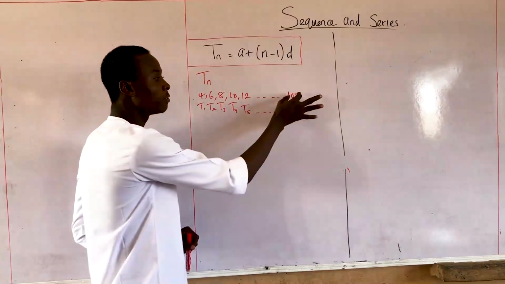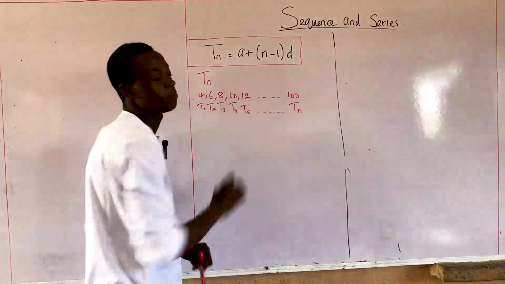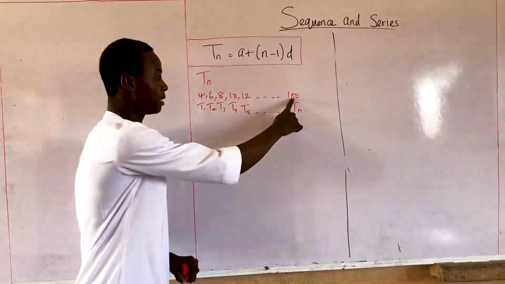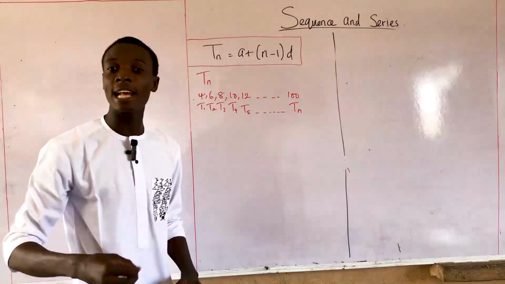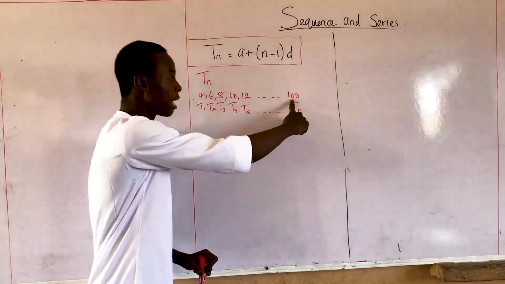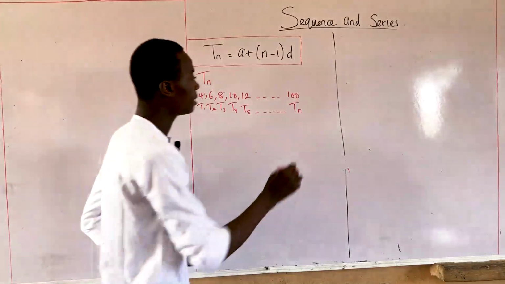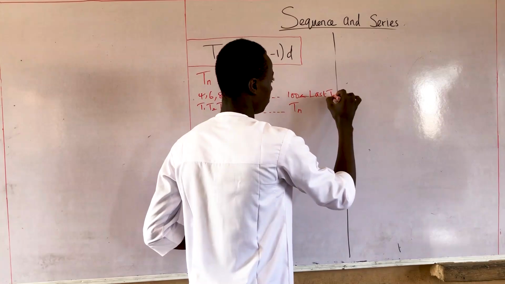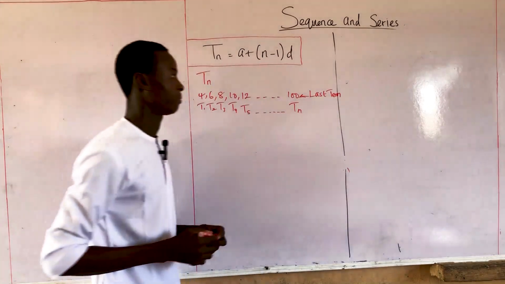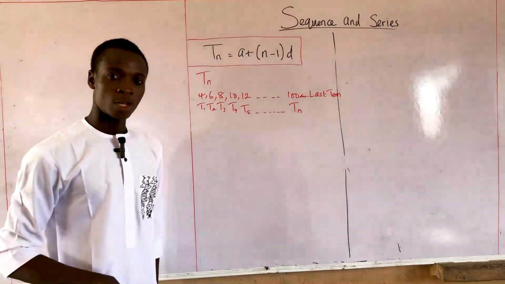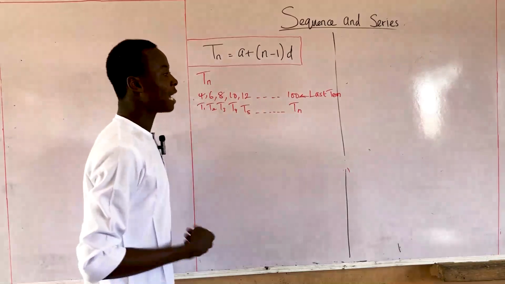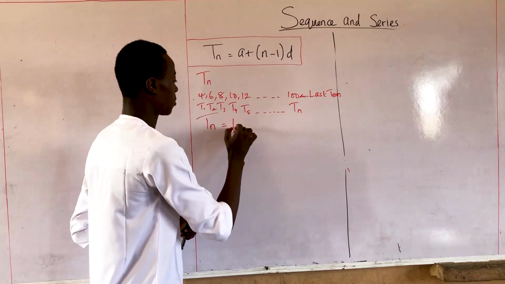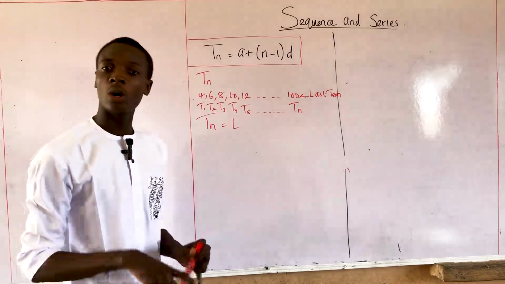But we don't know the position of this term, but we know one thing about it. Since this sequence is an example of a finite sequence, this term here is the last term. We don't know the position, but we know that it is the last term. Right? So therefore, we can say that Tn is equal to the last term. That is all you need to know.